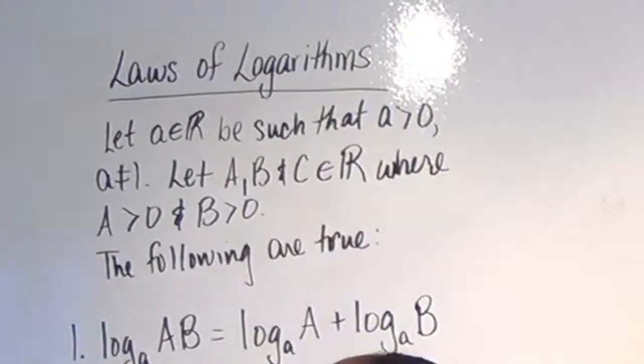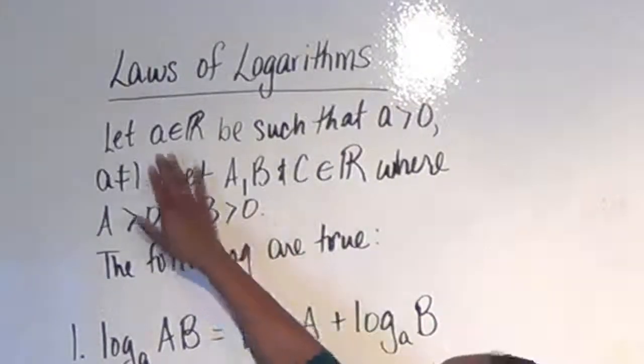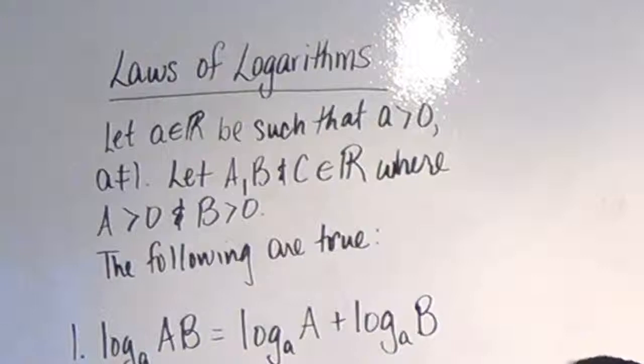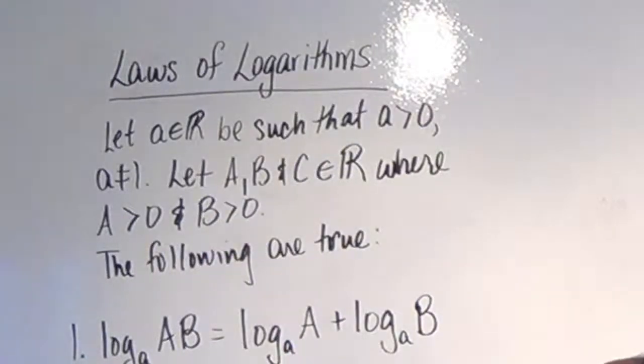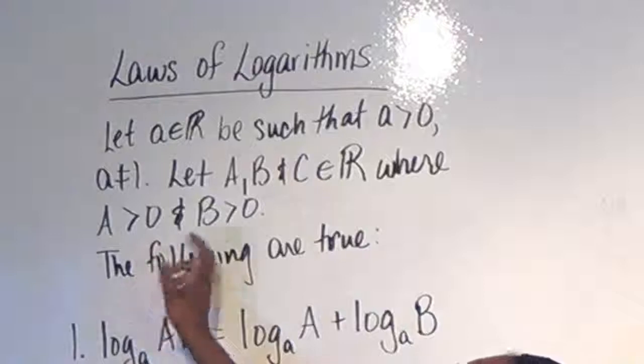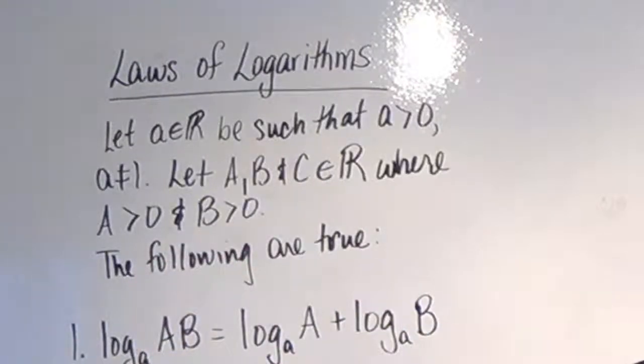Okay? So for logarithms, we need to start with some conditions. First, we're going to let little a be a real number such that a is greater than 0 and not equal to 1. And notice these are the same conditions we had for all of our exponentials and all of our logarithms that had a base of a. We also want real numbers a, b, and c, where a and b are greater than 0. C can be any real number, positive, negative, or even 0. But for a and b, these need to be strictly positive expressions. Okay?